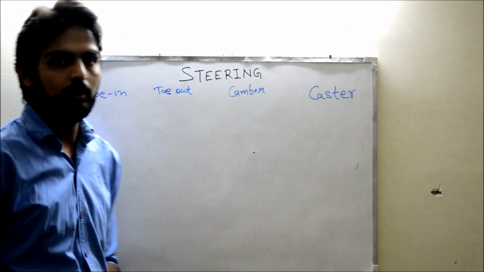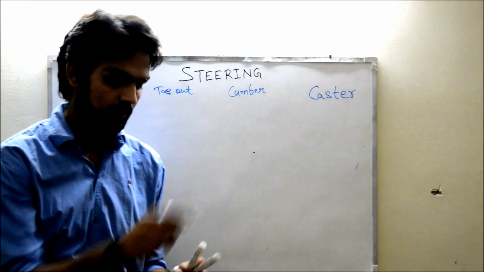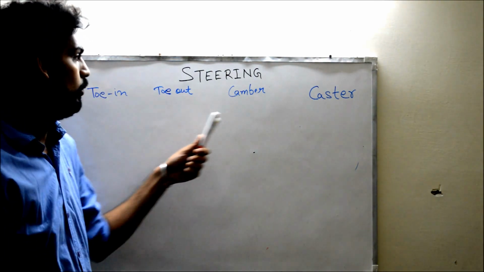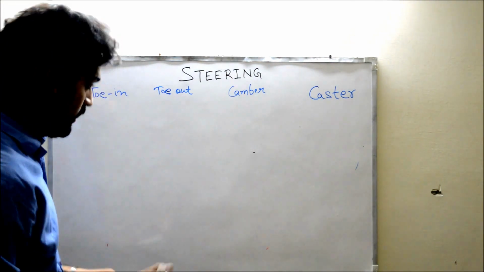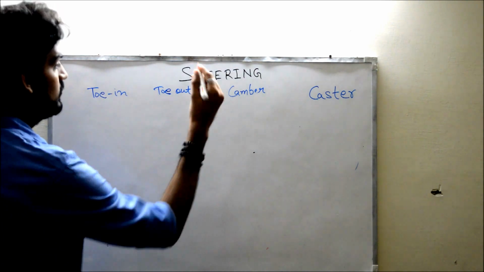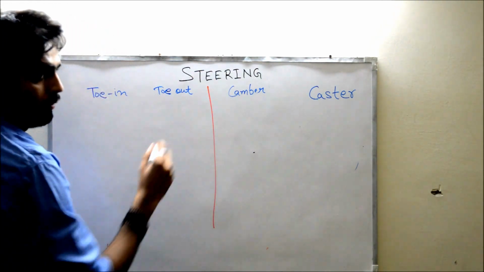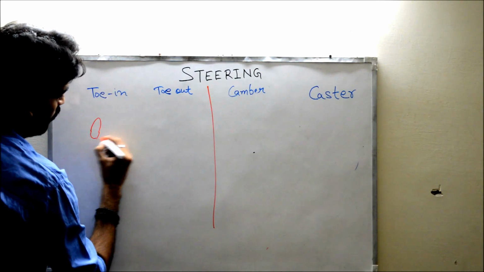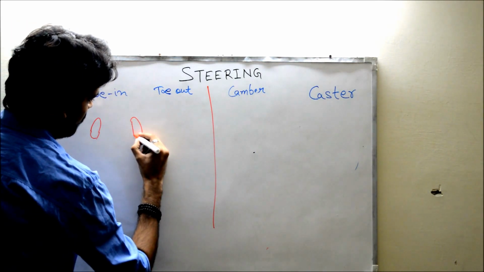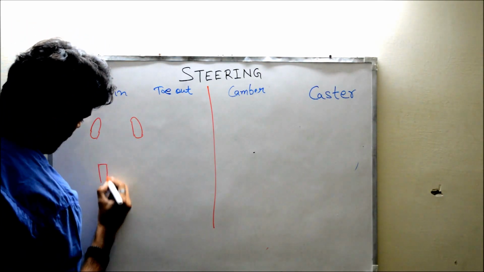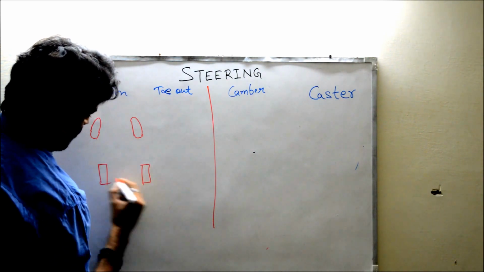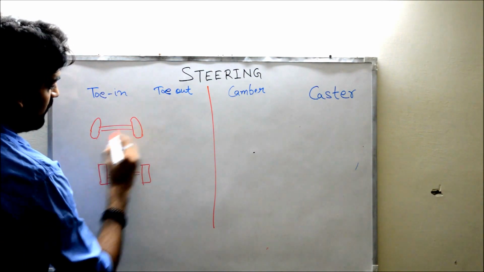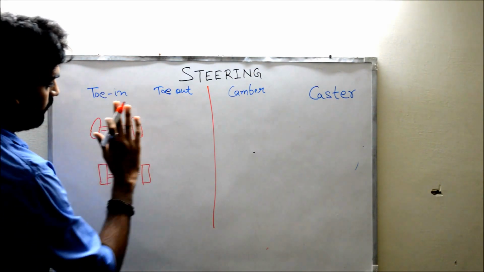Now we'll discuss the methods of alignment of steering. Basically there are 4 methods that we're going to discuss: toe in, toe out, camber and caster. First of all I want to discuss toe in and toe out. Now assume that I am drawing the top view of the car, and these are the wheels. We are only going to discuss the front wheels. These are the front wheels. If you can see, this is the top view.